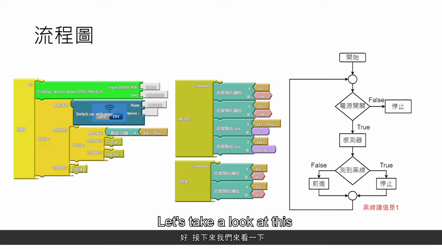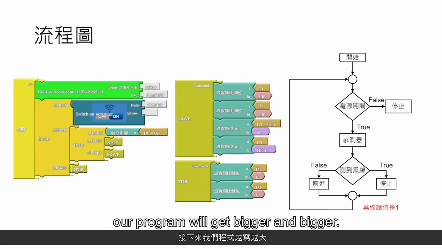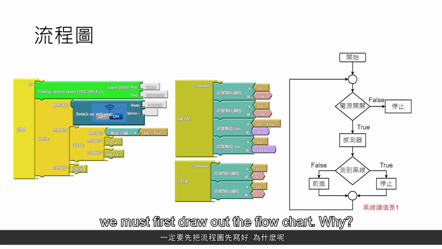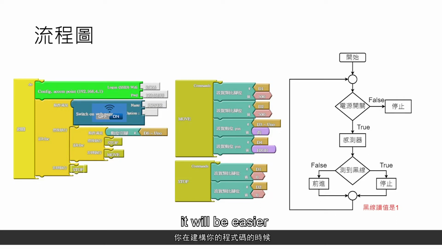Let's take a look at this program and flowchart slide. First, we'll follow the flowchart. When organizing the flowchart, our program will get bigger and bigger. Before we start writing the program, we must first draw out the flowchart. Why? Once your logical thinking is clear, it will be easier when you write your program.